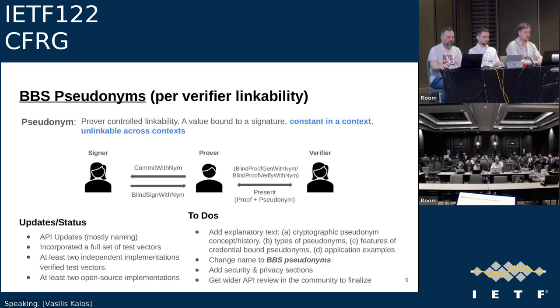So, updates and what we want to do. First of all, we updated the API. Again, we have a full set of test vectors with at least two independent implementations verifying them, and at least two open source implementations as far as I know. What we want to do? First of all, editorial updates, better explanations of what pseudonyms are, what the intended applications are, what the types of pseudonyms are.